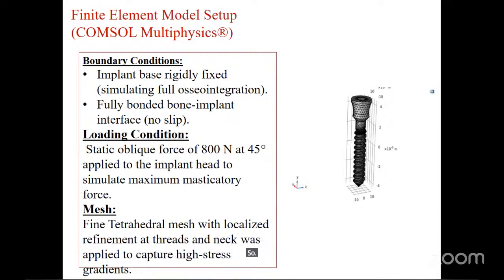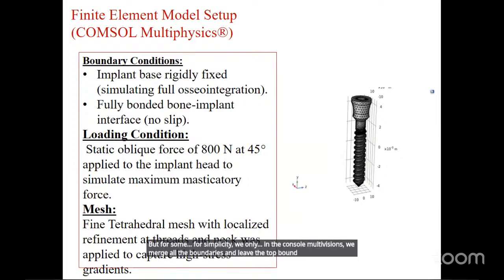So in the construction from SolidWorks, we have assigned a lot of boundaries. But for simplicity, in COMSOL Multiphysics we merge all the boundaries and leave only the top boundary and the bottom boundary, because that is the only thing we need. In the boundary condition at the top, we assign an oblique force at 45 degrees to press this design at 800 Newton, which I've already explained is 100 Newton above the maximum chewing force for a human. Again, that's the loading condition.